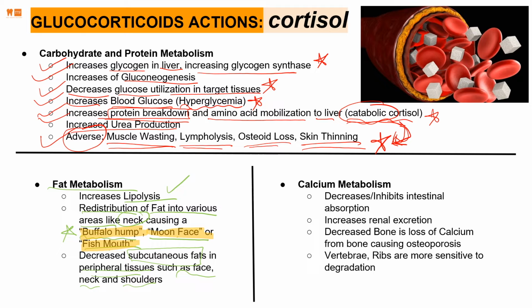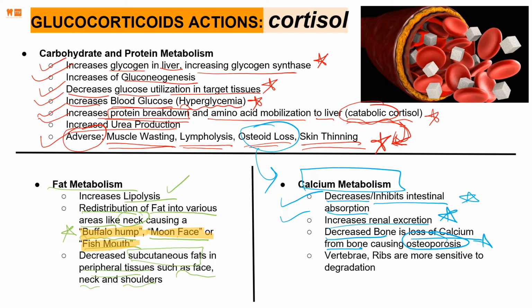Corticosteroid side effects. Okay, calcium metabolism. Remember we said osteoid loss? Here it is. It decreases or inhibits intestinal absorption of calcium. It increases renal excretion of calcium. So basically it just doesn't like calcium. I don't know why though. Okay, decreased bone is the loss of calcium from the bone, causing osteoporosis. Now we have a diagnosis. Vertebrae and ribs are more sensitive to these types of degradation, but osteoporosis is what we take away.